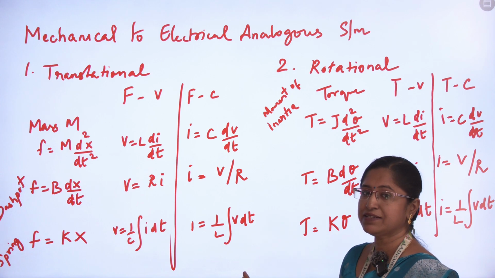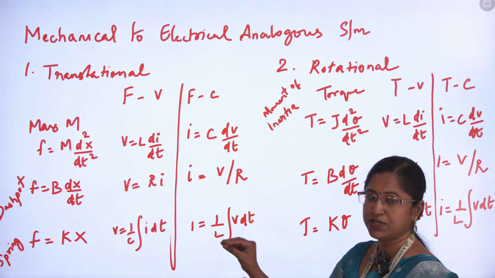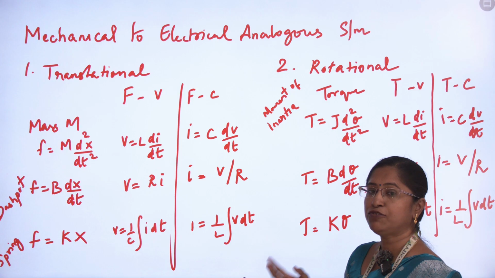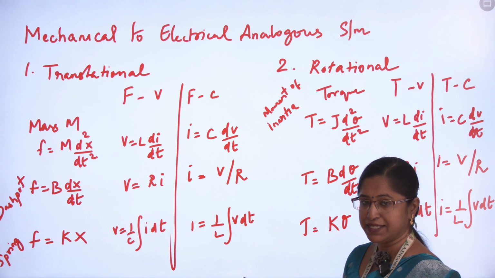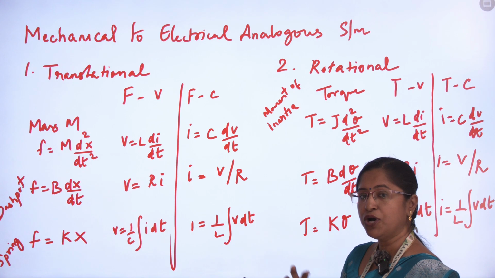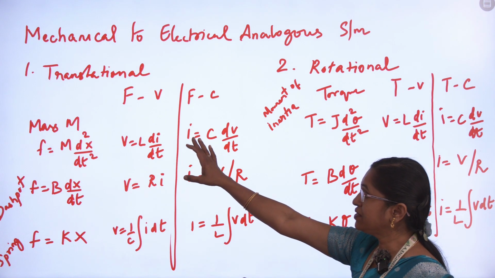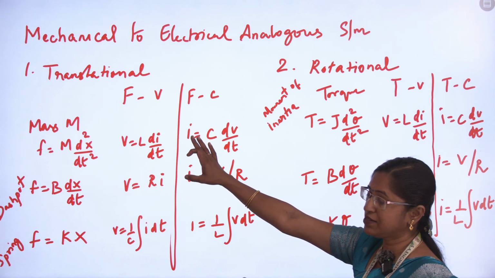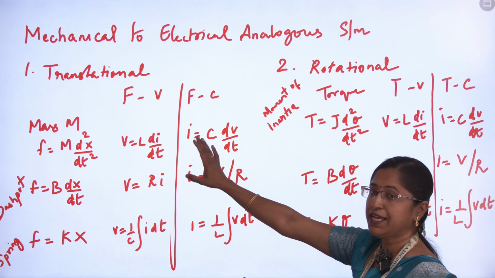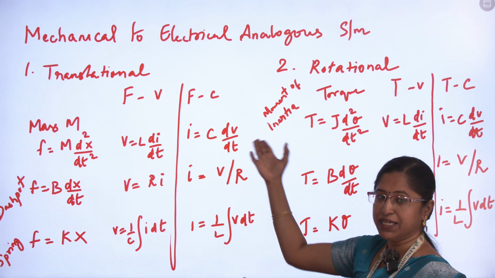So in translation system, where your input of mechanical system is force, in electrical system we have two types of system. One is force voltage, force current. In the sense, you can give voltage as an input to the circuit, or you can give current as an input. So in case of force equivalent in your translation, when your input is force, the analogous in electrical can be voltage, or it can be a current.